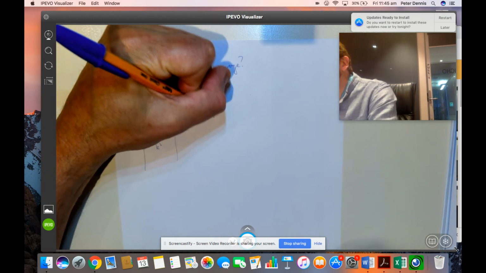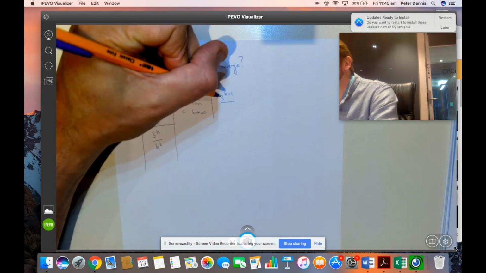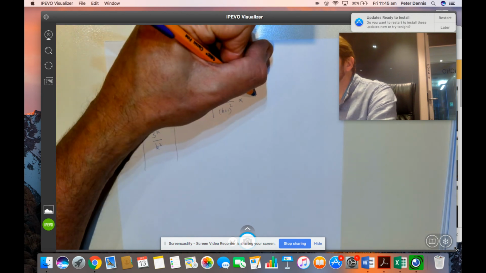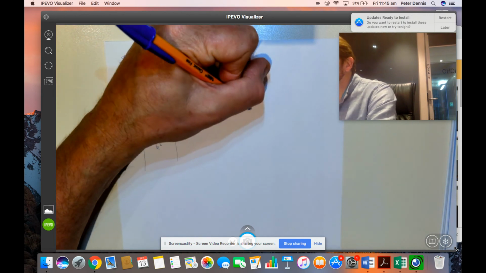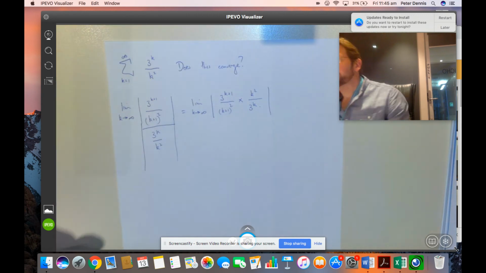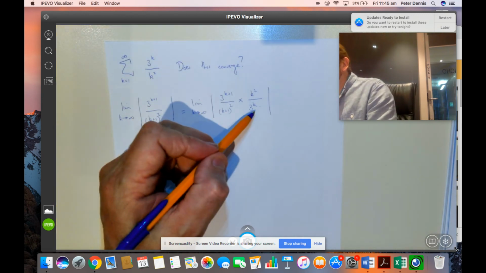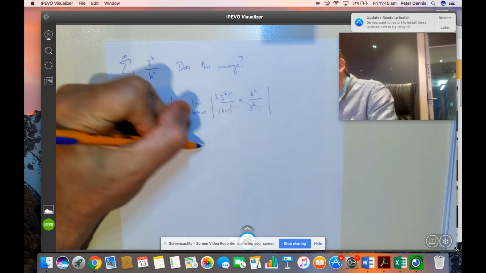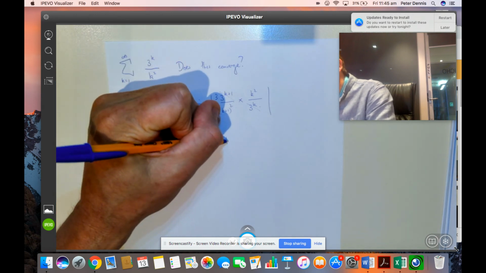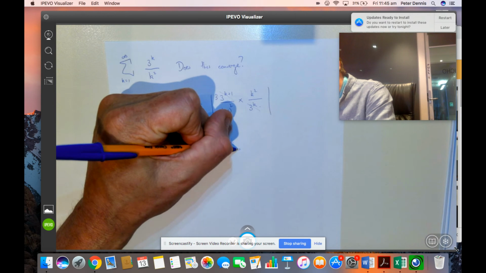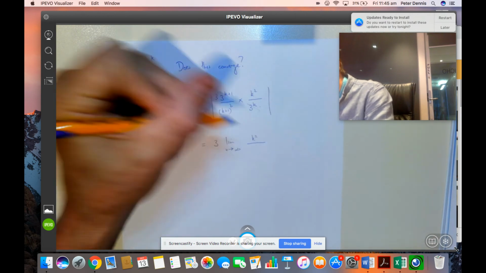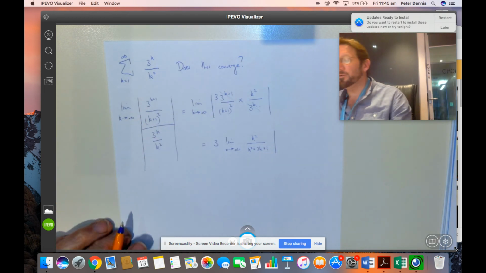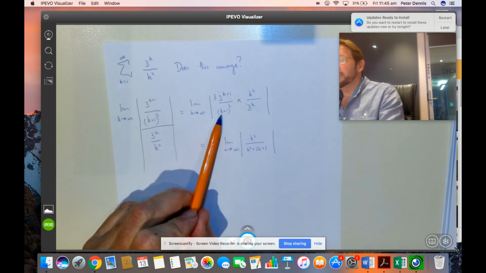So we get the absolute value of 3 to the power of k plus 1 over k plus 1 squared times k squared over 3 to the power of k. Okay, so what does that look like? Well, these can cancel out to leave a 3. So what we've got is 3 times the limit as k tends to infinity of k squared over k squared plus 2k plus 1. And all I've done there is expanded this.